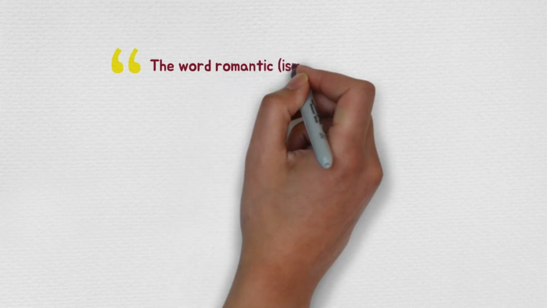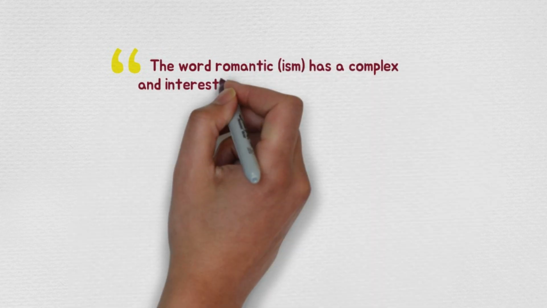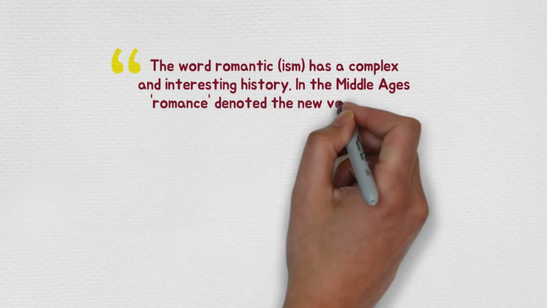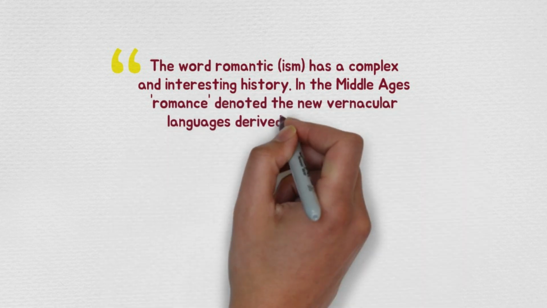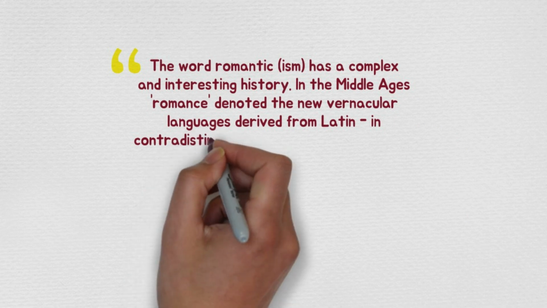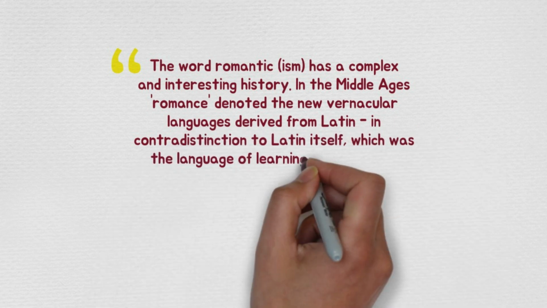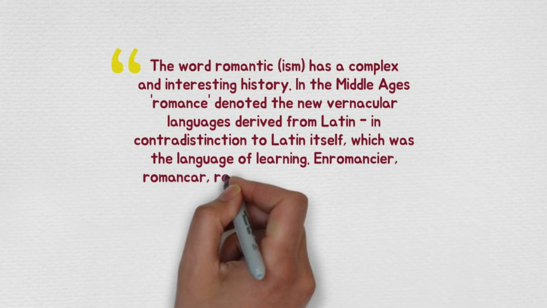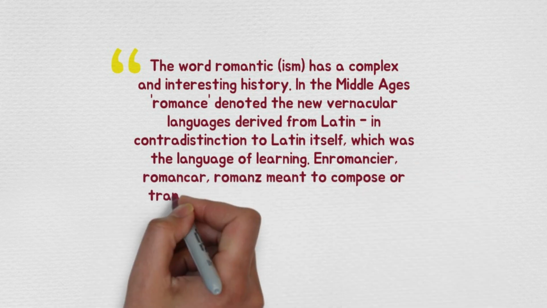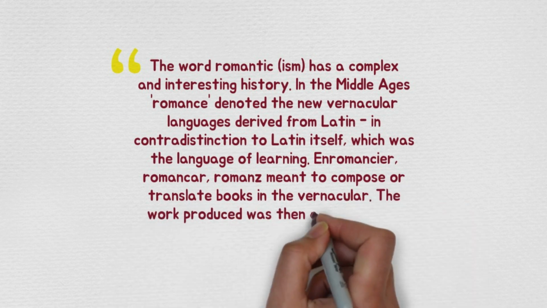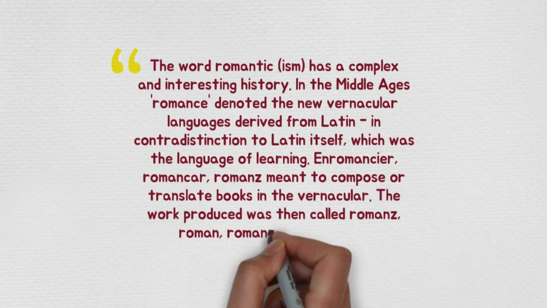The word Romanticism has a complex and interesting history. In the Middle Ages, romance denoted the new vernacular language derived from Latin, in contradiction to Latin itself, which was the language of learning. In Old French, romancier, romancer, romance meant to compose or translate books in the vernacular. The work produced was then called romance, roman, romanzo, and romance.